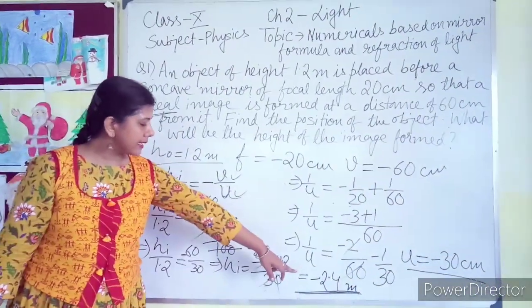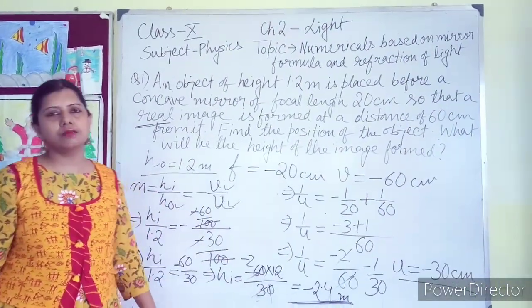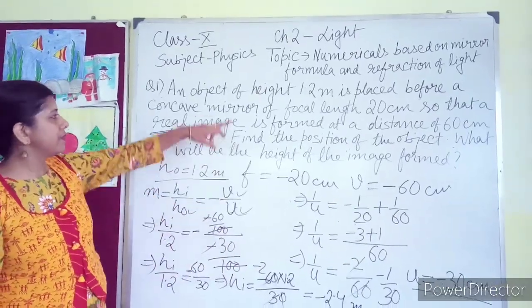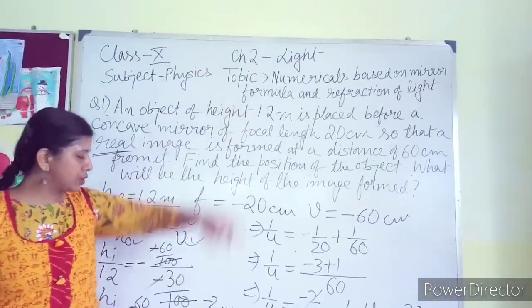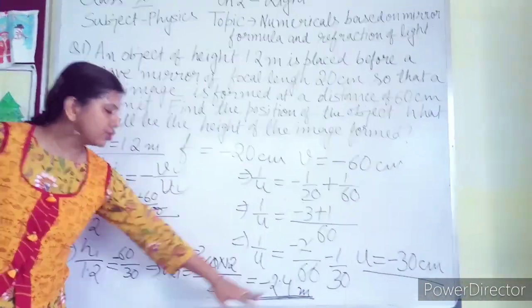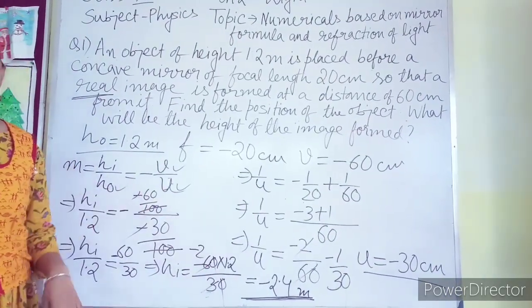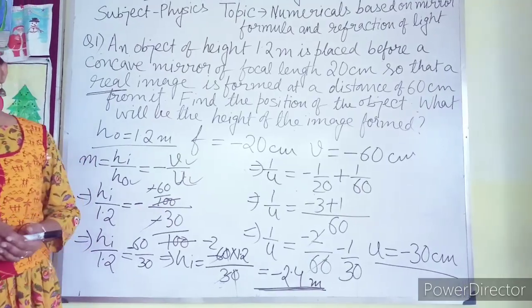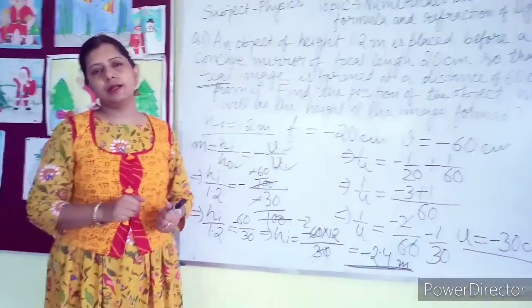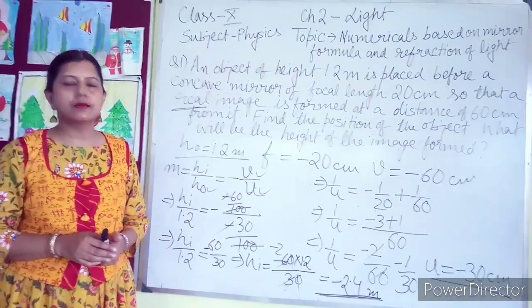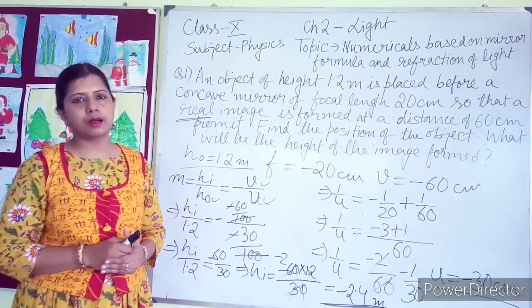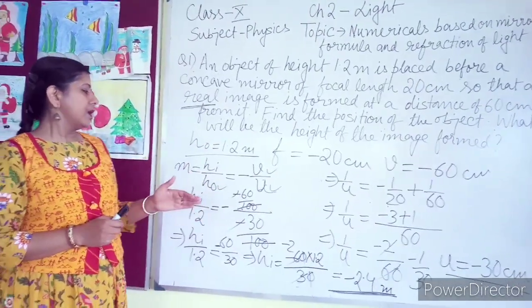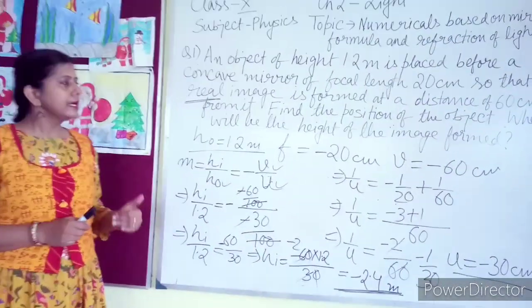So from here I can say that it is an enlarged image. Size is more. Previously the object was 1.2, the image is minus 2.4, that means it is enlarged. Why is the sign negative here? Because the image is inverted, not erect. If it is inverted, then the negative sign will come. So I hope I have solved the question.